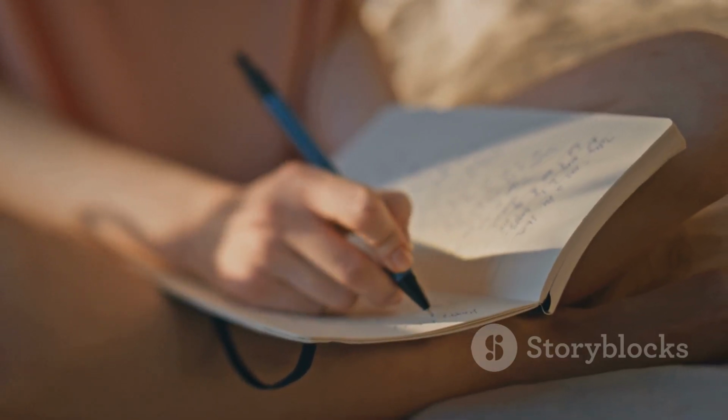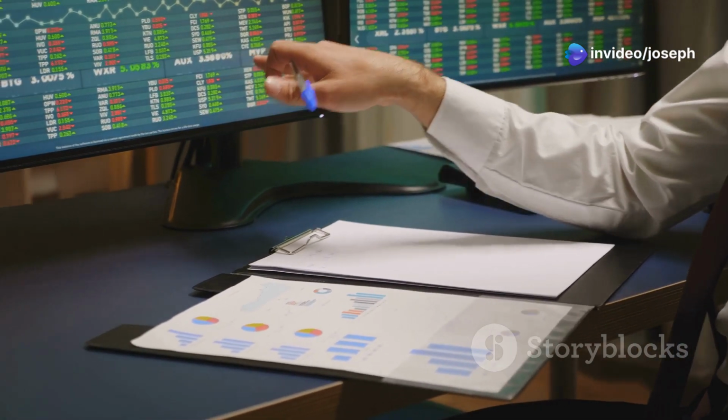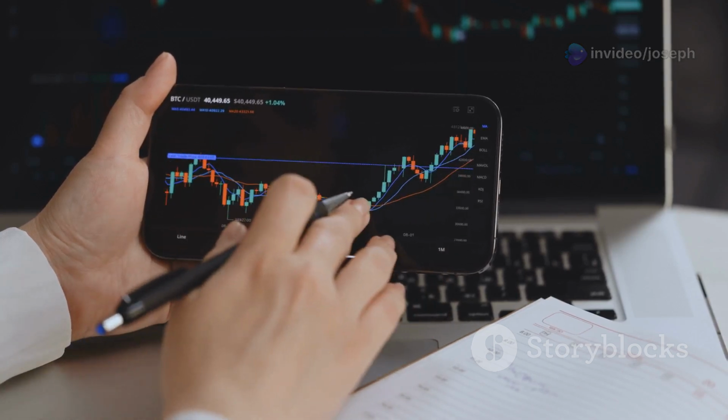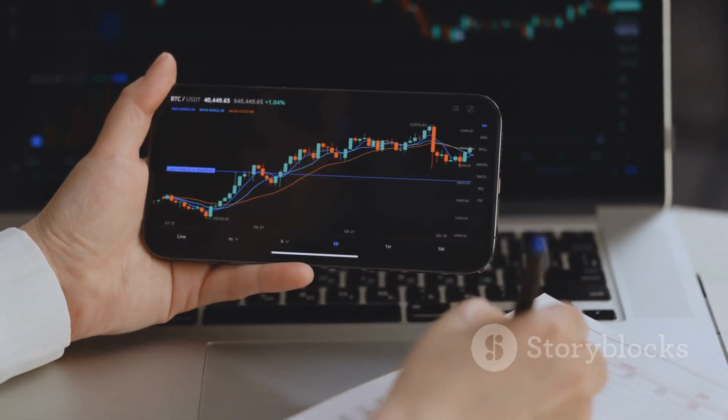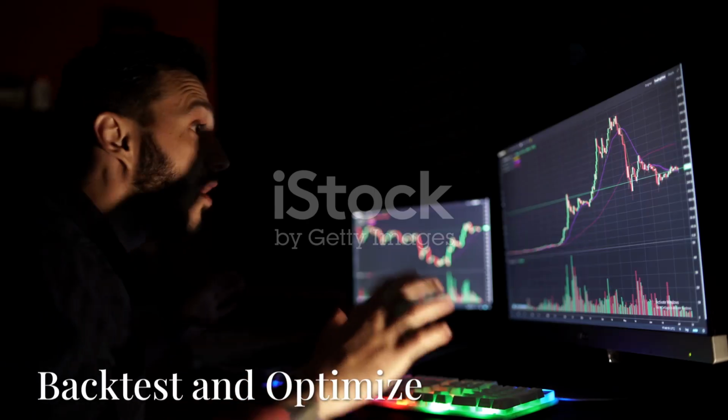Next up, keep a trading journal like it's your trading diary. Record your trades, the reasons behind them, what went right, what went wrong, and what you learned. This will help you identify patterns, understand your strengths and weaknesses, and make better trading decisions in the future.